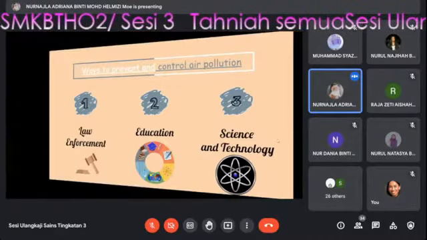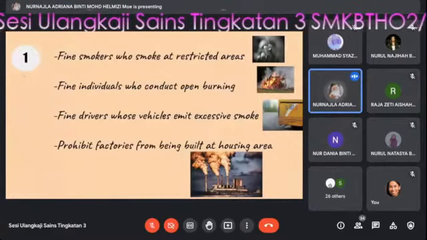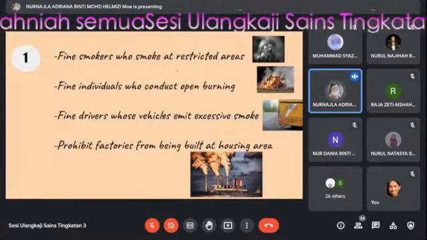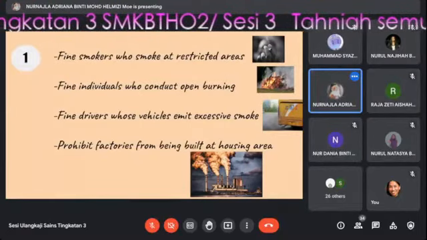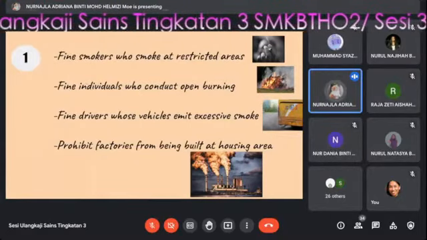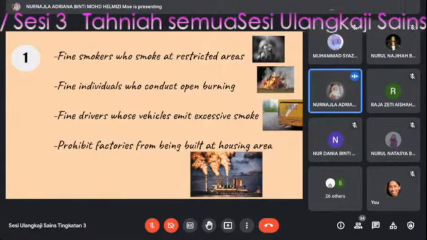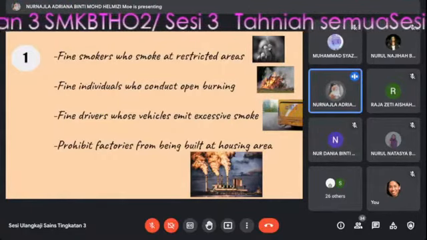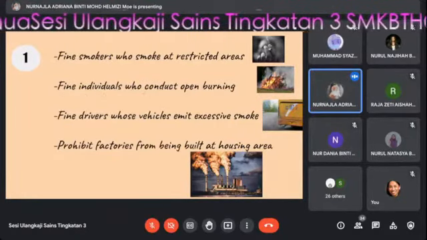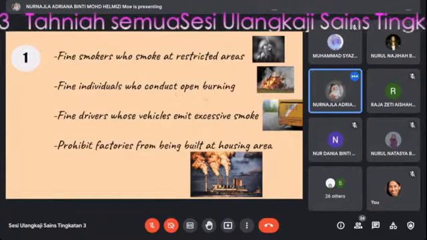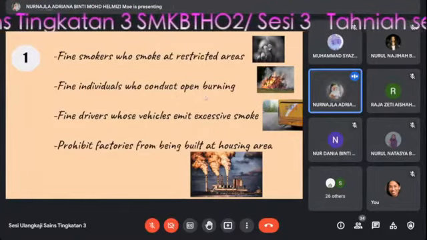Okay, nombor 1 ni, kekuasaan undang-undang ni, kita fine smokers who smoke at restricted areas. Kita denda perokok yang merokok dekat kawasan larangan, contohnya macam hospital, klinik, sekarang ni kedai makan. Nombor 2 pula, fine individuals who conduct open burning. Kita denda juga saman orang yang melakukan pembakaran terbuka.